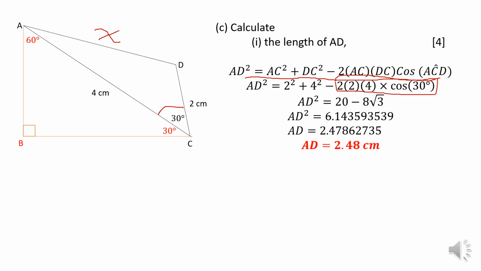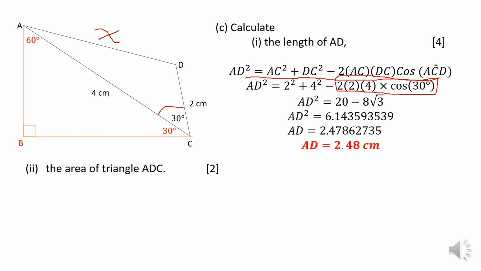Primarily, if you punch everything as is on your calculator, you should not have a problem arriving at this particular value. Now the way I went from AD squared to AD, I took the square root. The square root gives you 2.478, and then you give it to three significant figures. So that is the value of AD, with 4 marks, and show as much working as possible.